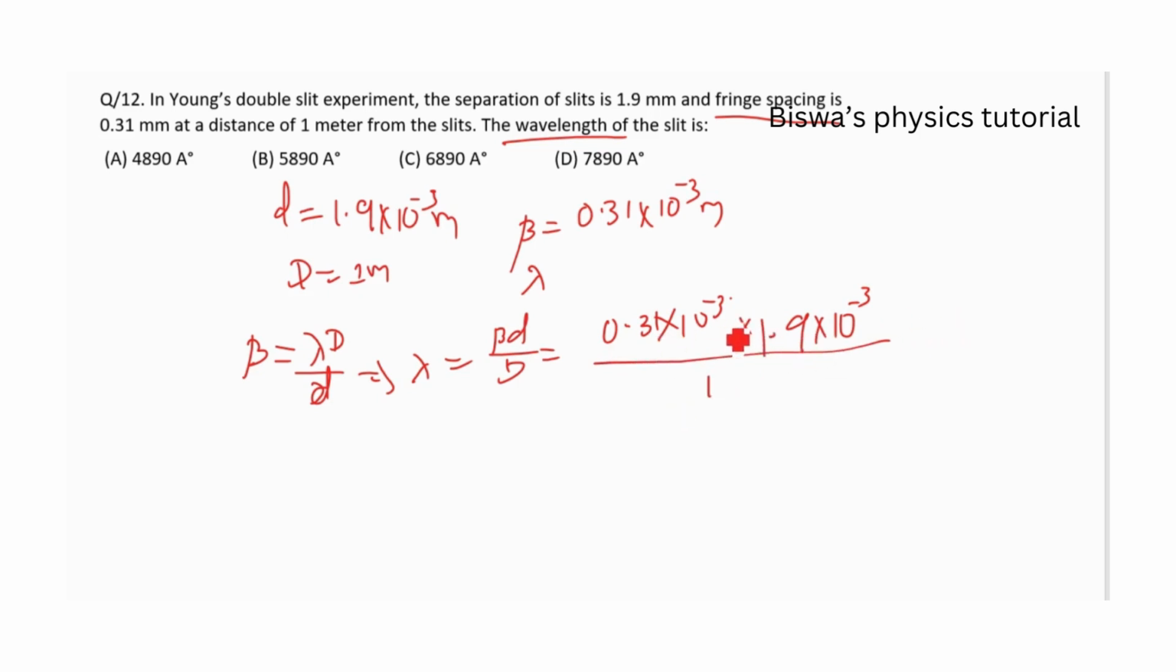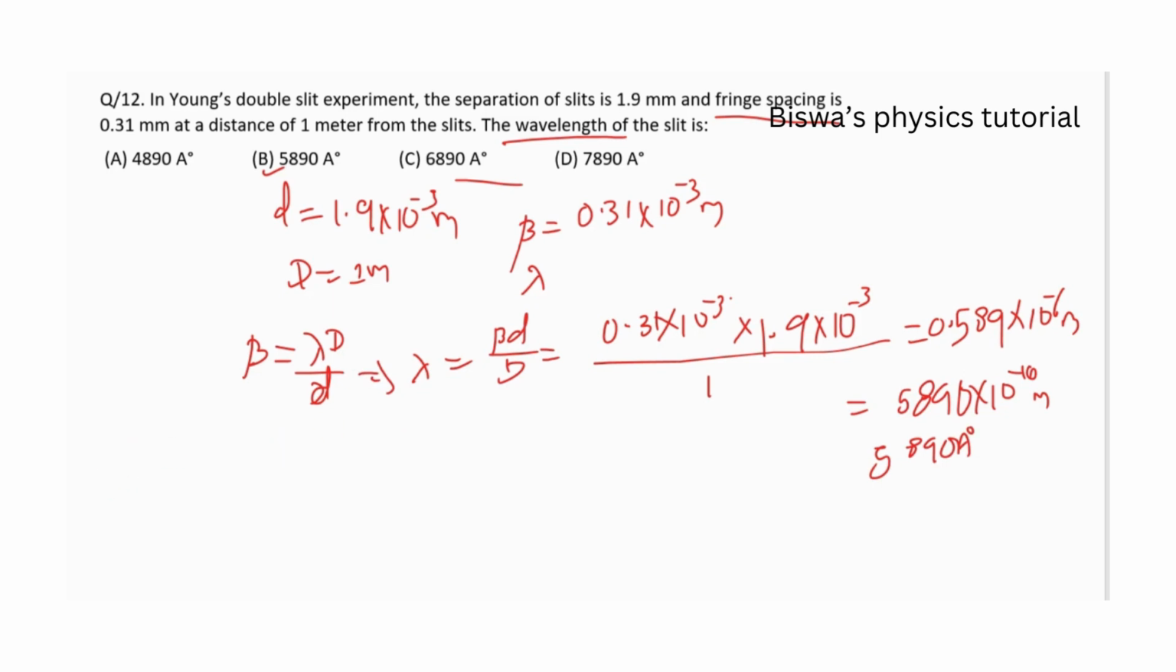If we multiply this, let's take this 0.3. This is around the answer. So if you multiply, you will get around something like 0.589 into 10 to the power minus 6 meter. To convert into Angstrom, we have to multiply by 10 to the power 4 in the numerator and denominator. We'll get 5890 into 10 to the power minus 10 meter, which is our 5890 Angstrom. Okay, this is our answer.